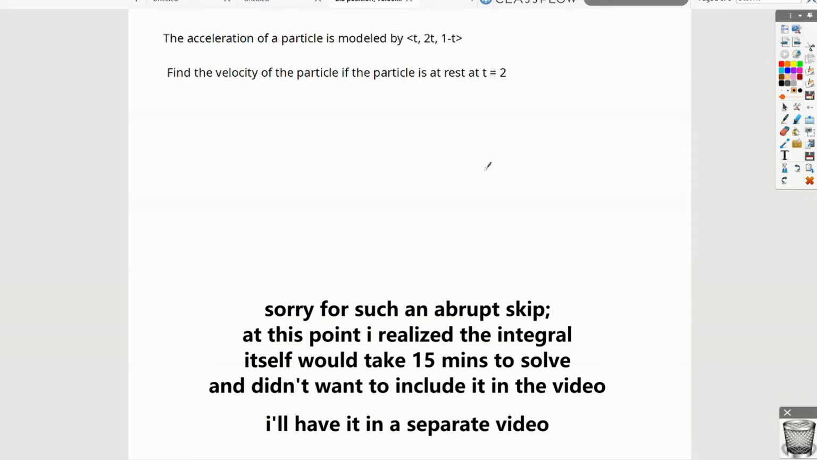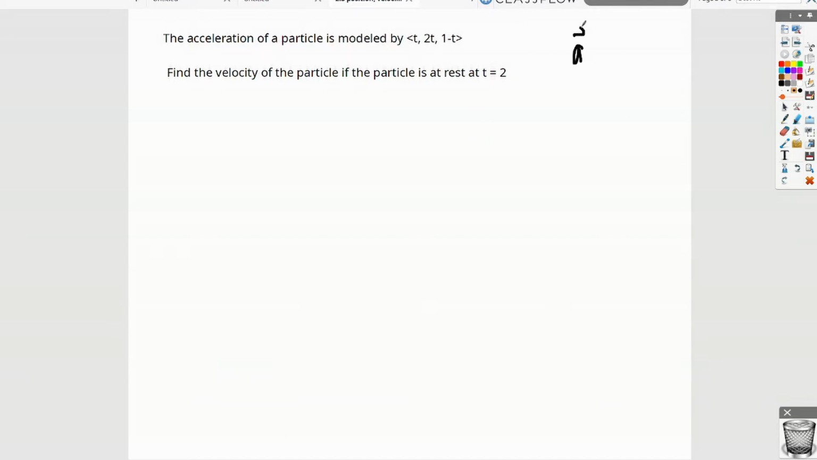Find the velocity if the particle is at rest at t equals 2. So to go from acceleration to velocity, you have to integrate. So the integral of a dt is equal to velocity. There are a couple of things you can do, but the thing that I'm going to do is integrate, and then find the c, find the constant.